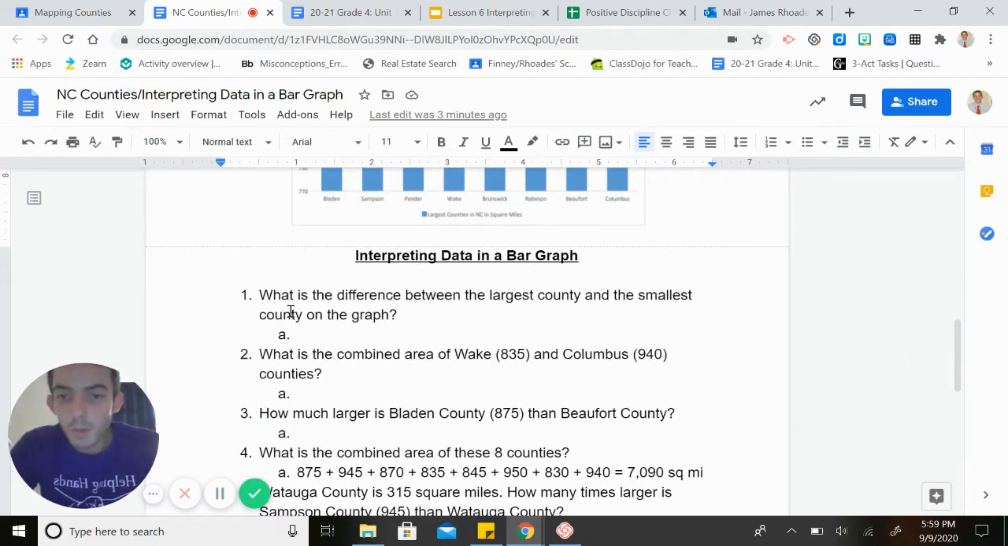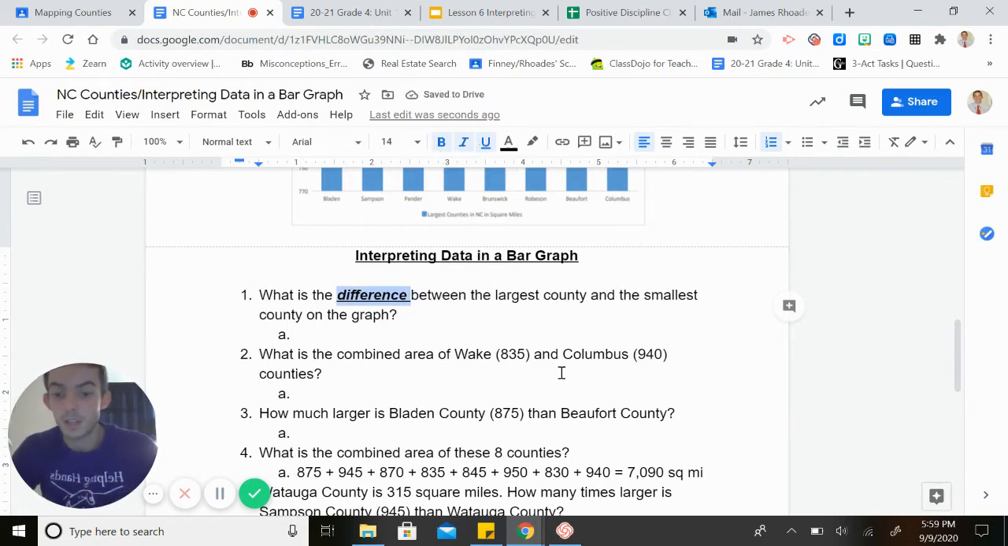So question number 1, what is the difference between the largest county and the smallest county on the graph? So the key word here is going to be difference. I like it when they use all 3. So you can hit Control B, I, and U to do that, or you can press the buttons up there. That is very important because it shows the student what kind of word to be on the lookout for, and these are going to really help them on the test for all sorts of word problems.